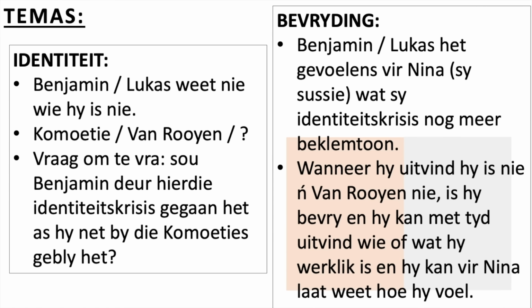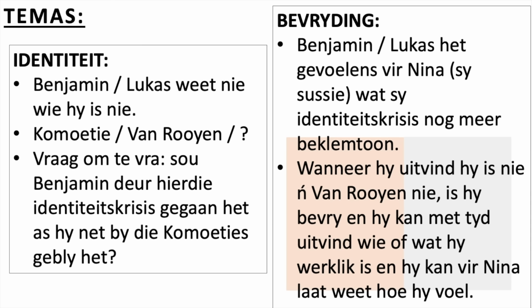Then bevryding, so this is emancipation. So Benjamin / Lucas het gevoelens vir Nina, sy sussie wat identiteitskrisis nog meer beklemtoon. So this emancipation goes with the identity crisis. The reason the identity crisis or the emancipation starts to get really important is when Lucas develops feelings for his sister. And he's like, I need to know if I'm actually van Rooyen, because why do I have these feelings for my sister? Wanneer hy uitvind hy is nie van Rooyen nie, is hy bevry.